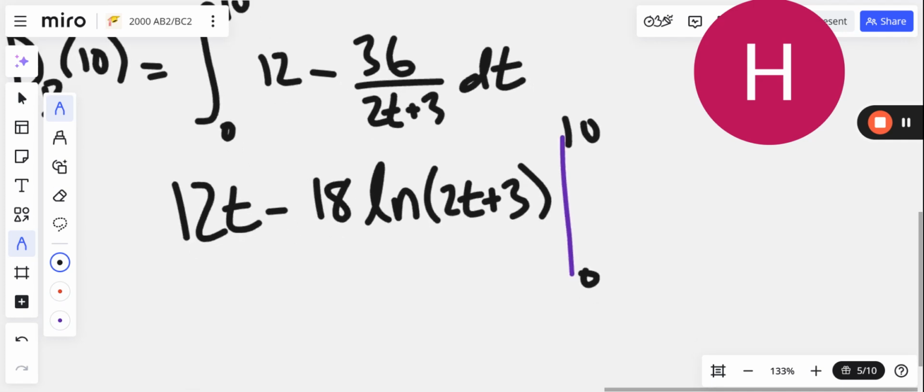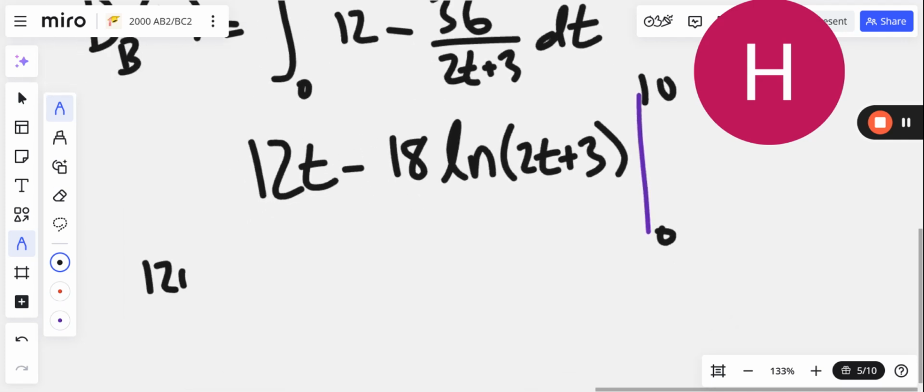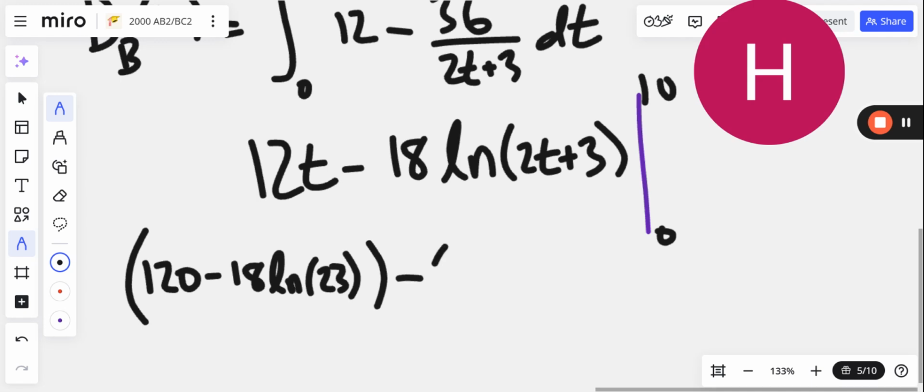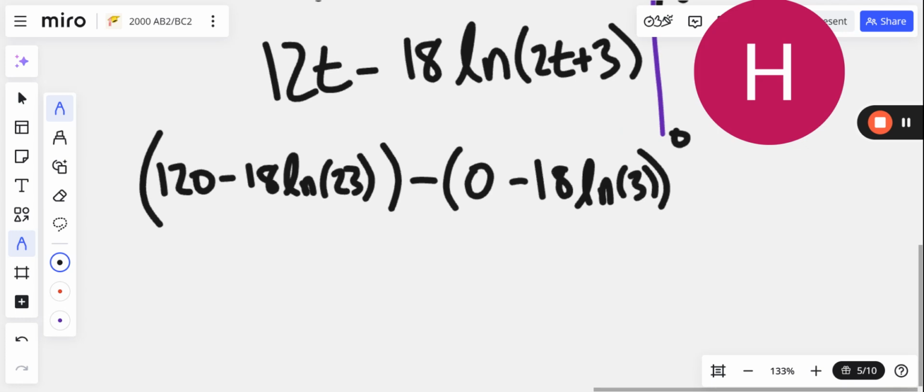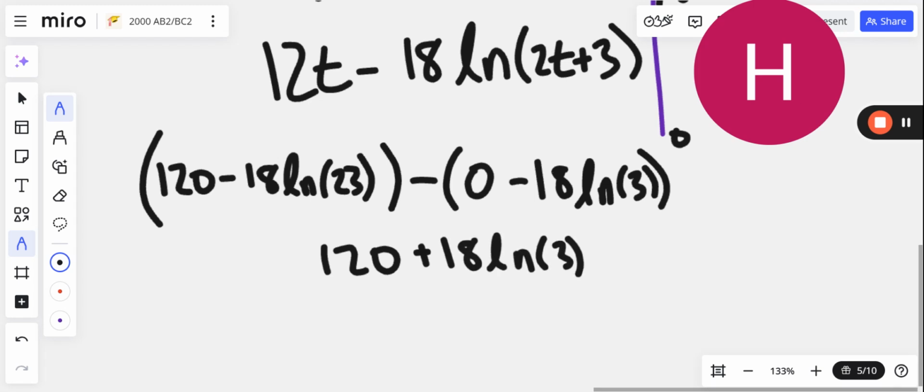Okay. So let's plug that in. We're going to get 120 minus 18 ln of 23. That's pretty funny. No idea what that is. Minus, well, 12 times 0 is just 0. Minus 18 ln of 0 plus 3. Well, that's just 3. Okay, so this is 120 plus 18 ln of 3 minus 18 ln of 23.